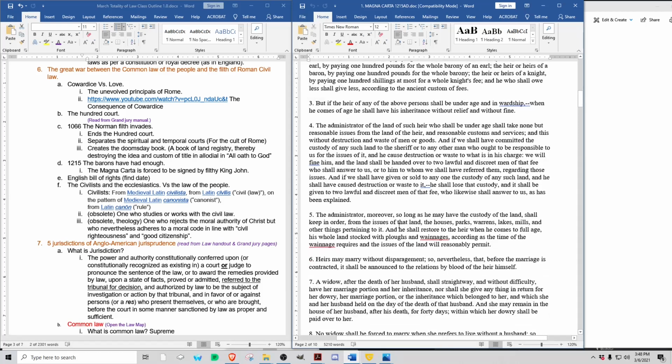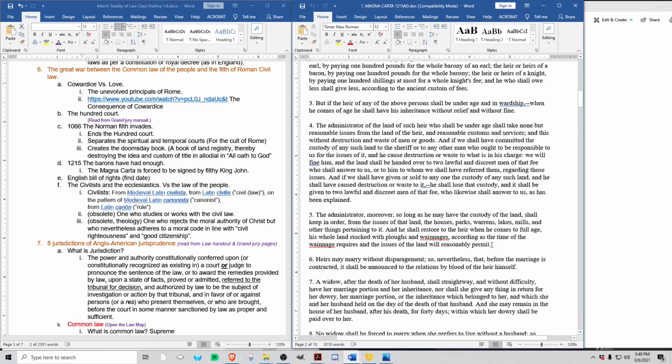And 5, the administrator, moreover, so long as he may have the custody of the land, shall keep in order from the issues of that land the houses, parks, lakes, mills, warrens, and other things pertaining to it. And he shall restore to the heir, when he comes to full age, his whole land, stocked with plows and wainages, according to the time of the wainage. That's the waxing and waning of the moon, by the way. This deals with planting crops. So according to the time the wainage requires, and the issues of the land will reasonably permit. So meaning, don't destroy the land.